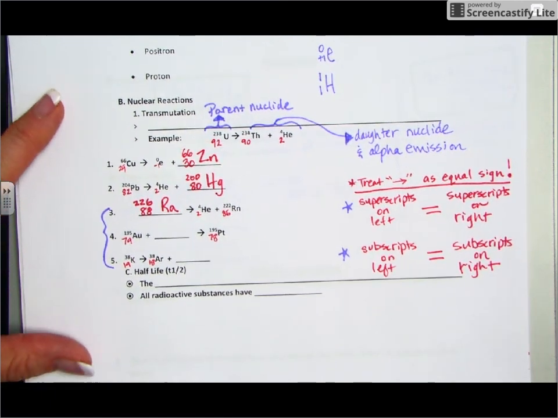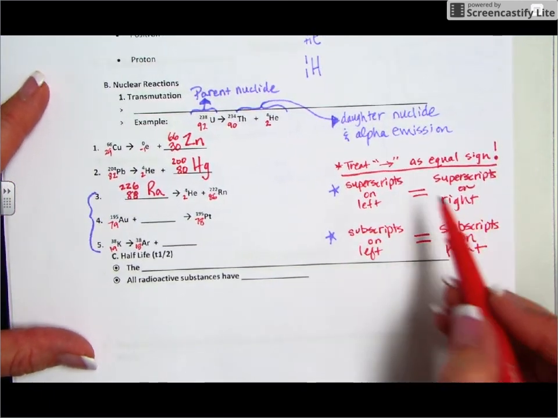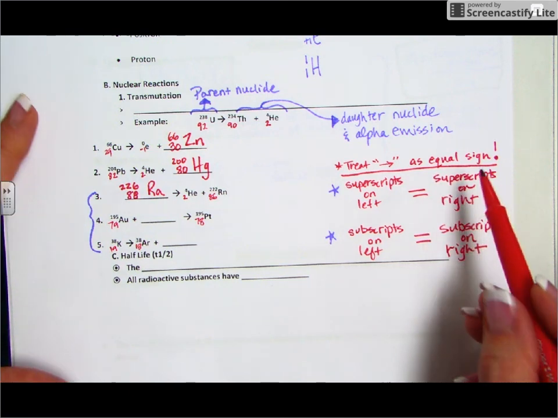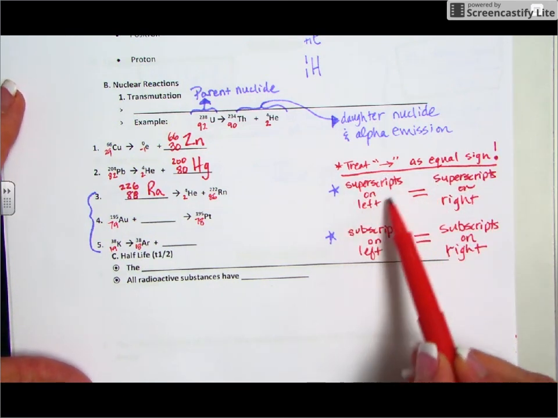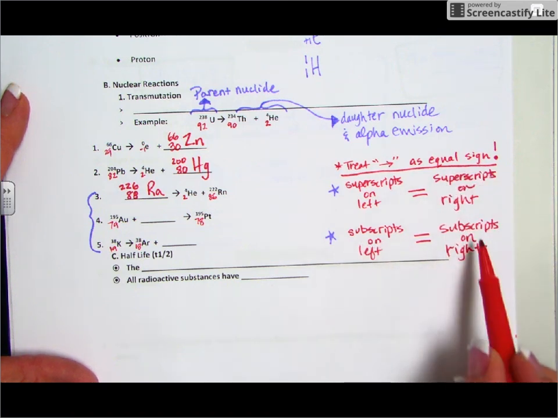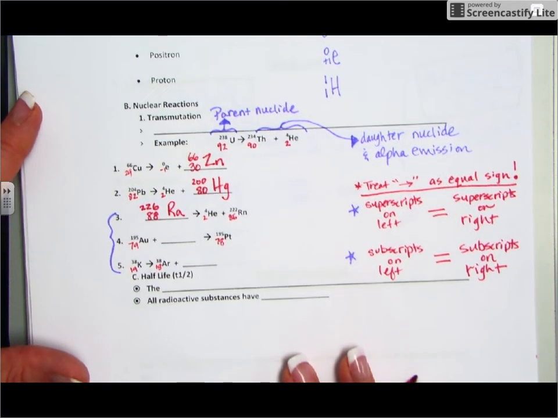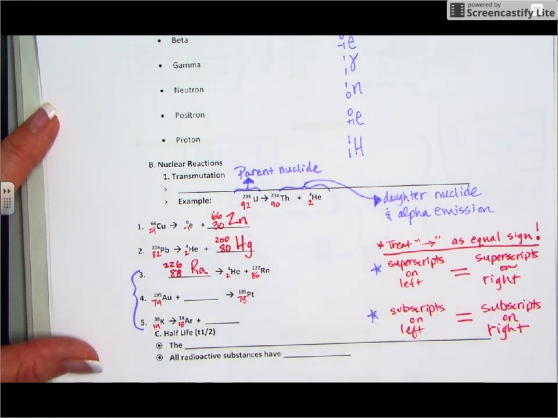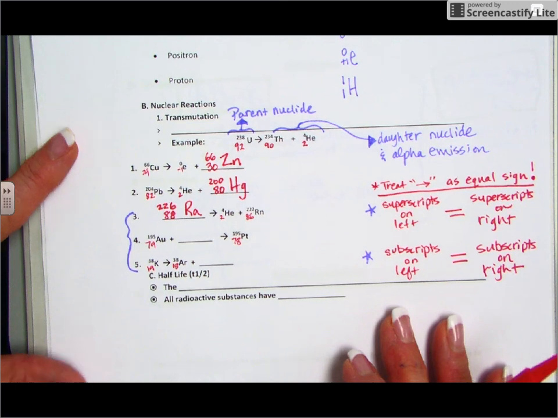Remember, when you're balancing your nuclear equations, you're going to treat the yield sign as an equal sign. And also remember that these are very simple. The superscripts on the left have to equal the superscripts on the right. The subscripts on the left have to add up to the subscripts on the right. So in the examples we did in the previous lesson, we went through the first 3. Let's look at 4 and 5.